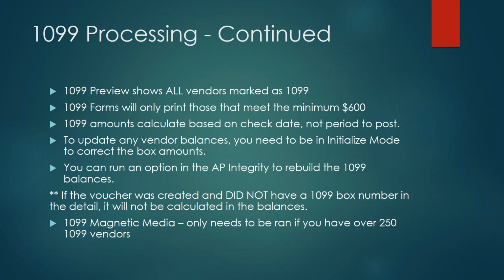You can also run an option in the AP integrity that rebuilds the 1099 balances. Now, a common issue I have is the balances aren't being reflected correctly. You need to go back and look at the voucher itself, because in the detail section, if there wasn't a box number listed there, it's not going to pick it up and calculate it onto that 1099 balance. Also for 1099 magnetic media, this usually only needs to be run if you have over 250 vendors.